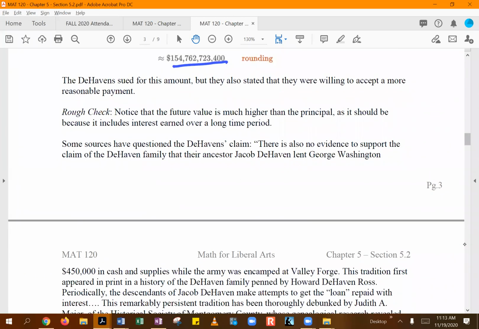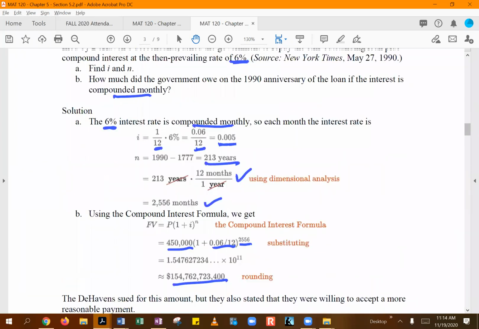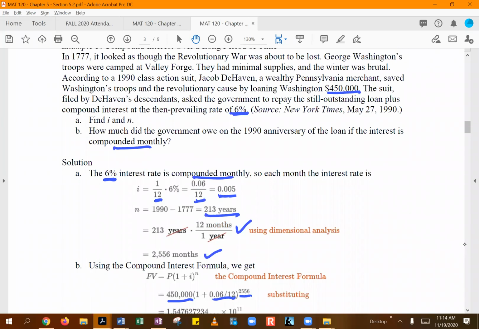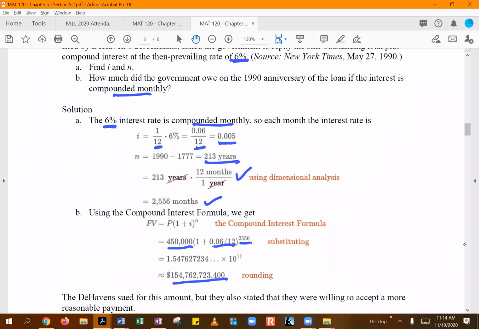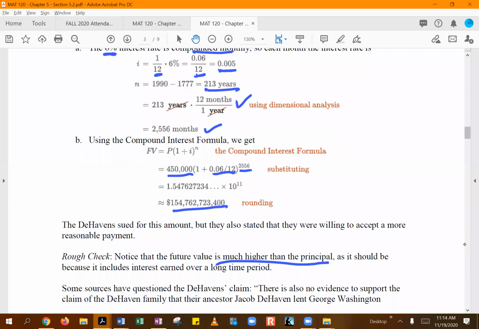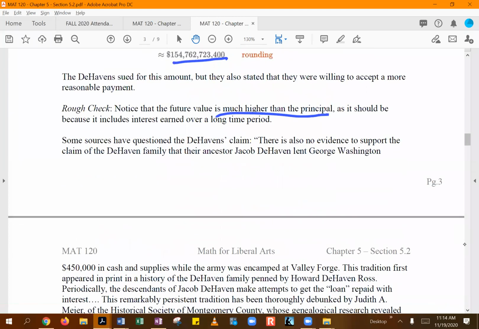So they're saying, notice how the future value is so much higher than the principal itself. And of course, this is because this is compound interest. Compound interest grows at an exponential rate. So even though they may have only loaned close to $500,000 back in 1777, over those 213 years, at monthly compounding, you're talking about 2,500 months or more that this interest would be accumulating.